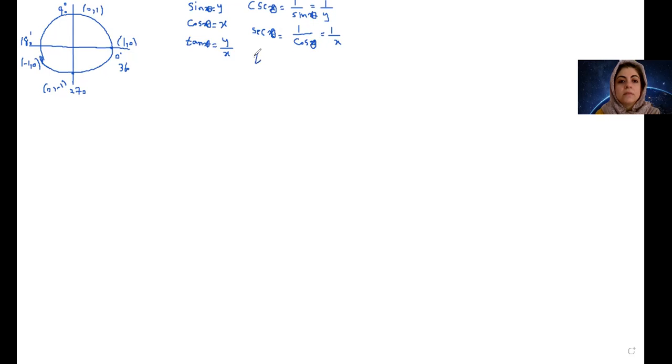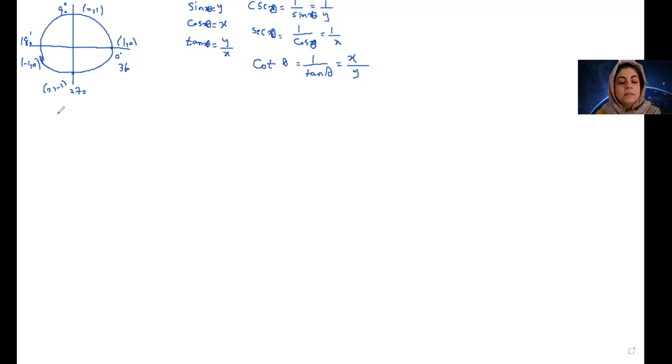And tan theta is equal to, sorry, I mean cotan, because the reciprocal of the tan is what? Is cotan. Cotan theta is 1 over tan theta, which is equal to the reciprocal, we just switch the numerator and denominator. This is x over y.